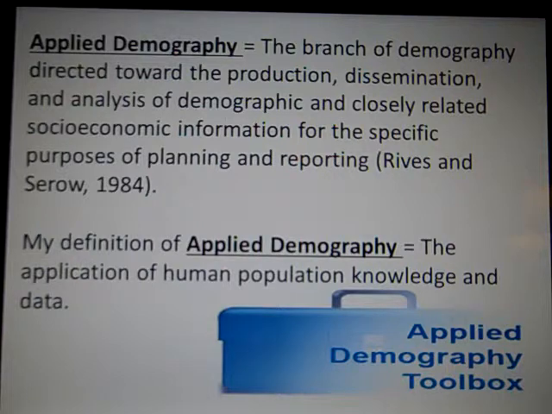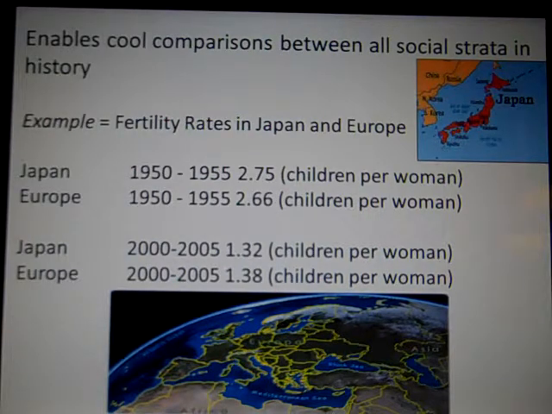Now, applied demography. This is a branch of demography that allows us to apply this knowledge. So we can go back. I gave you the long definition at the top, and then my definition, which I like better: the application of human population knowledge and data. If we understand, for example, that we were talking about birth rates, if we know that birth rates are so low in Japan, in Europe, this could represent a problem.